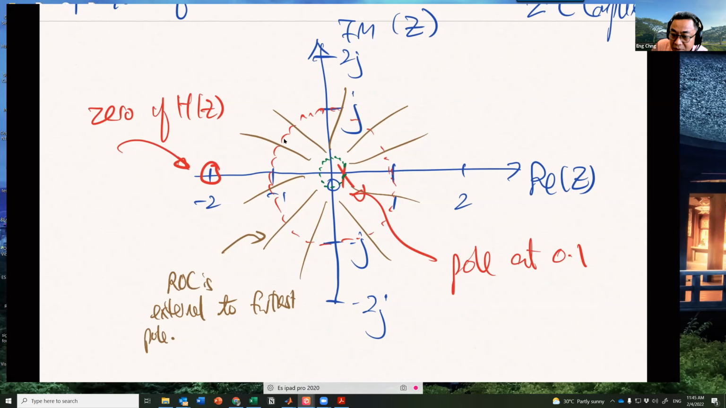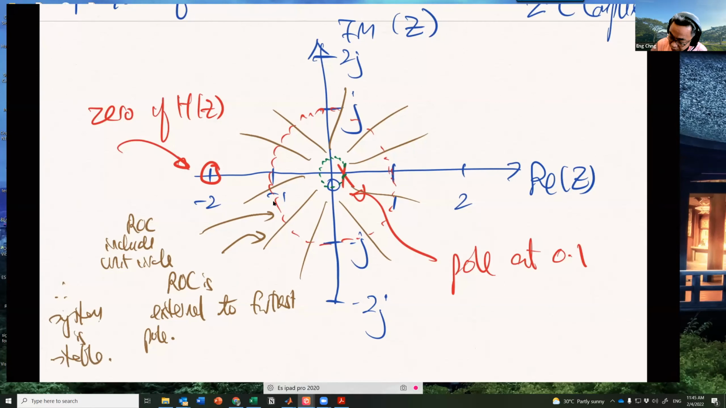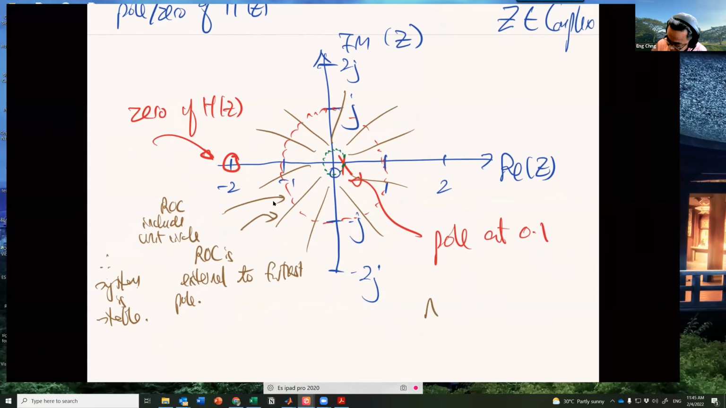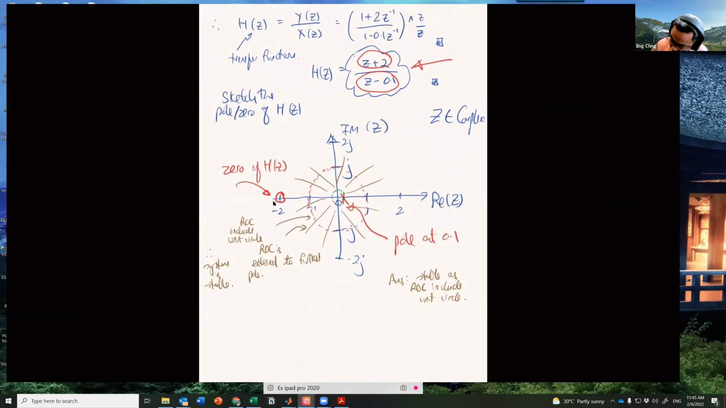Now this ROC includes the unit circle, and therefore the system is stable. Okay, so there are a lot of things going on here first. So the answer is stable as the ROC includes the unit circle. All right, so this part and this part is about 6 marks.